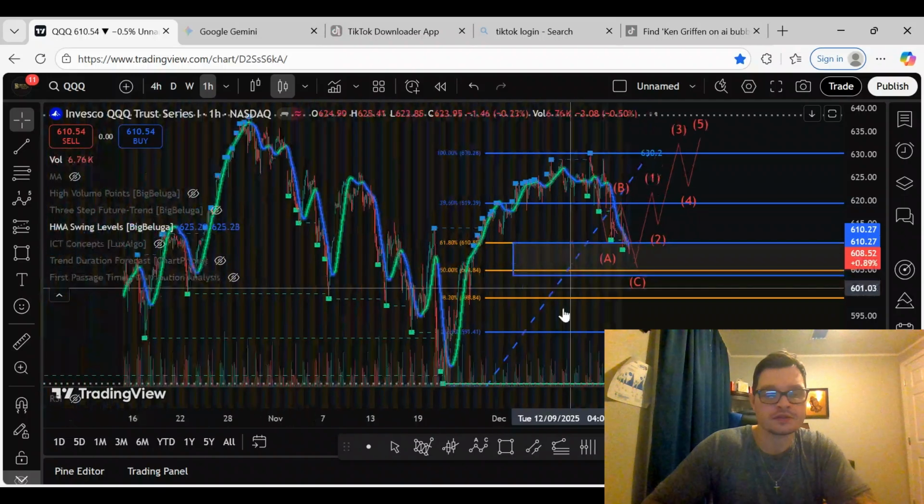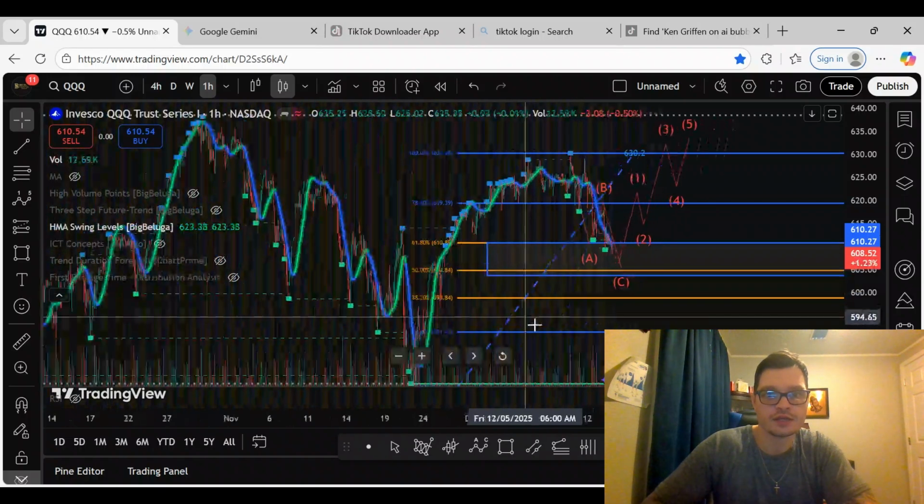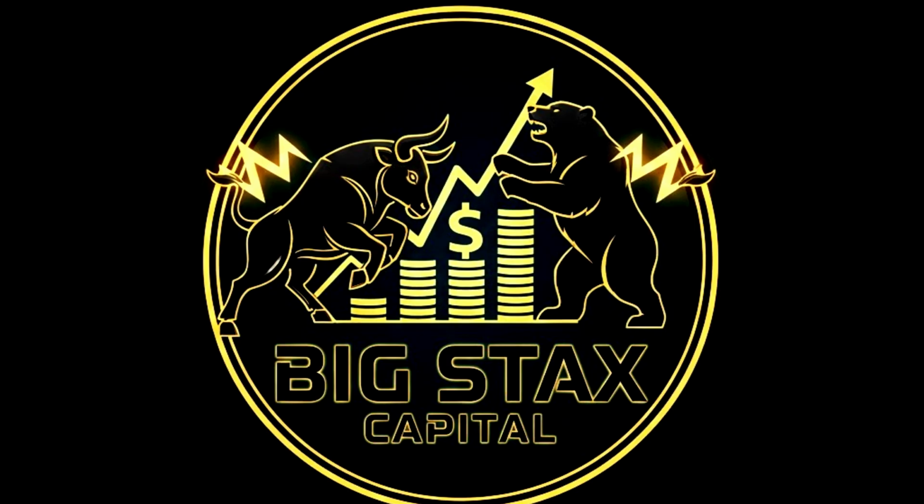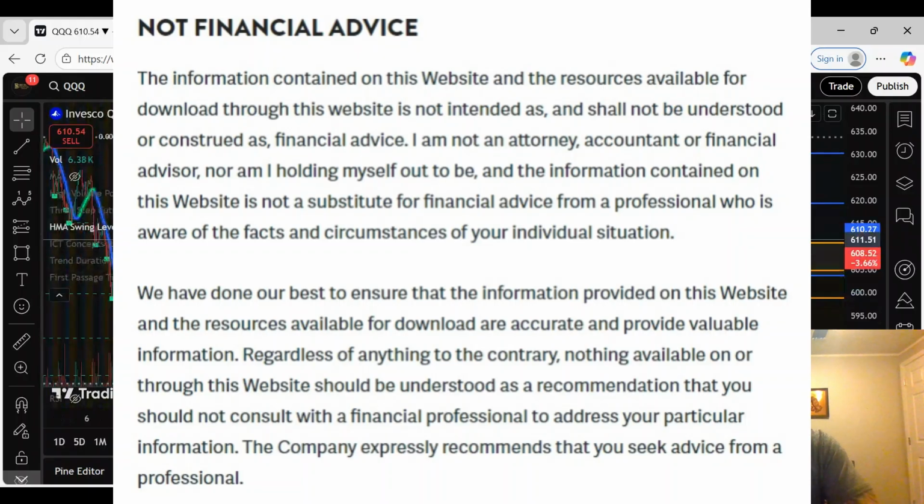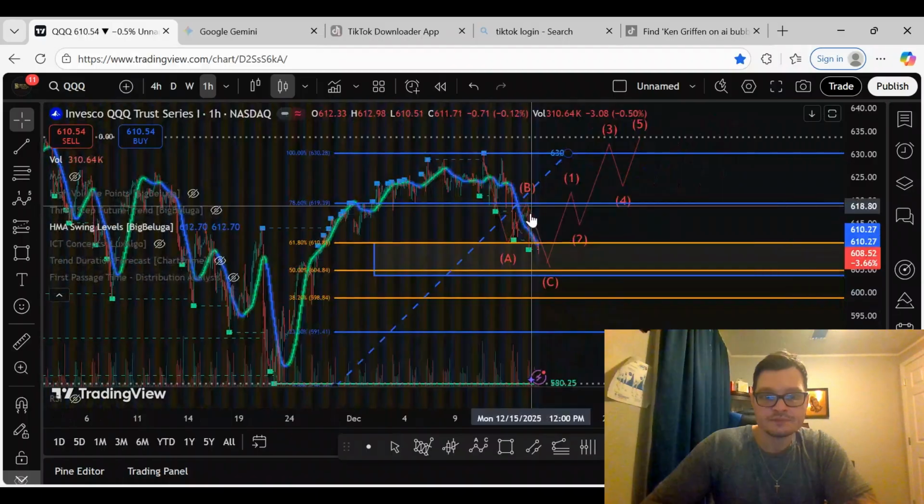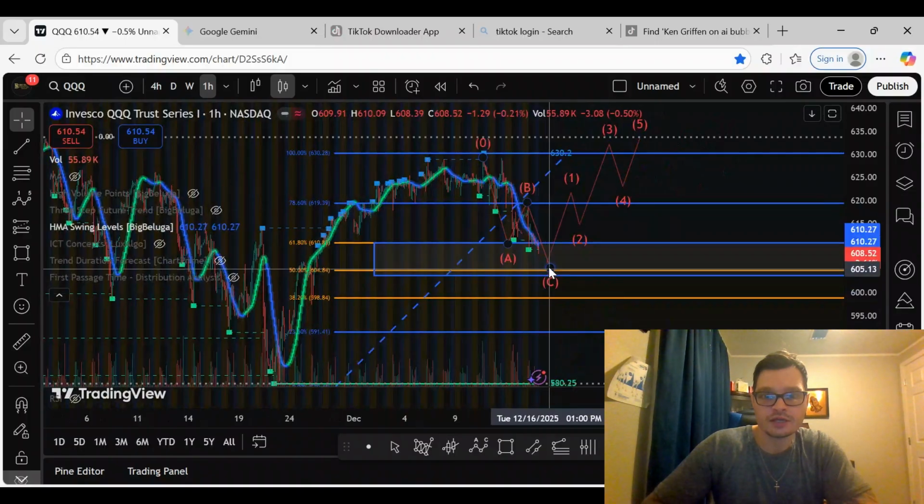All right, guys, let's break it down. This is a structure I had laid out yesterday. We're in that golden area here. We got a small bounce, which I would think is a B, and we're in the C leg right now. Hopefully, Monday morning we'll start and come down here to the 50% level.